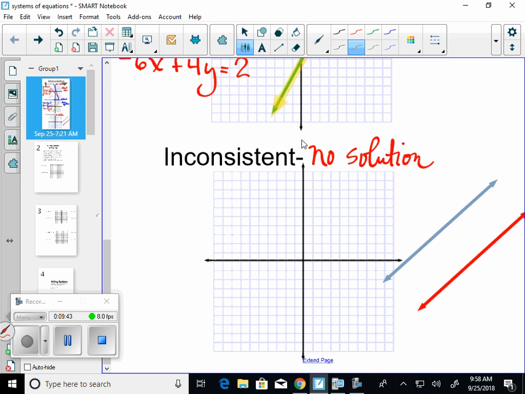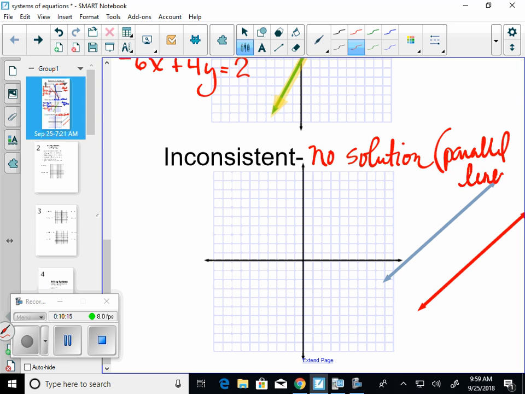And the reason there's no solution would be because the lines are going to be parallel. So those are the only types of lines that will never intersect, and they're not going to overlap. Parallel lines are very distinct. They have to be two lines the same distance apart for infinity. So inconsistent graphs, no solution. That is because they are parallel lines.